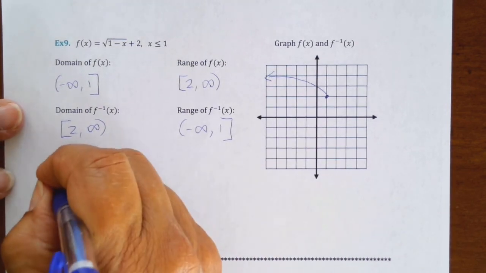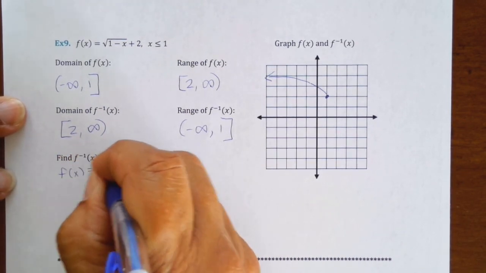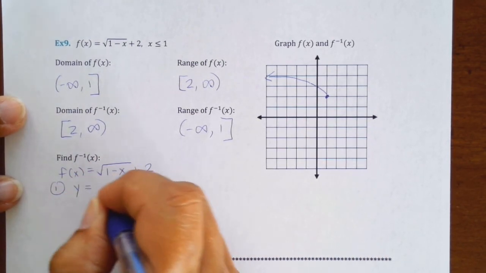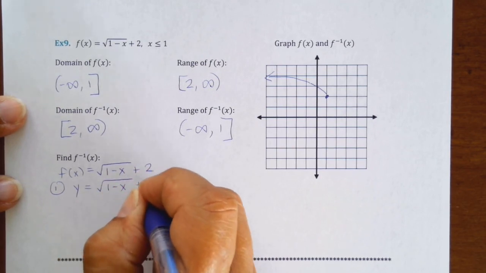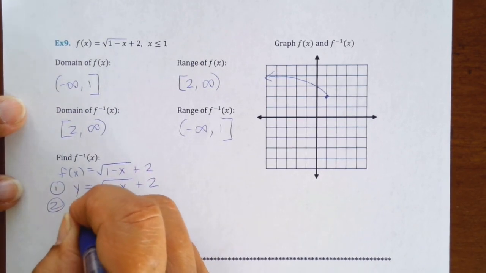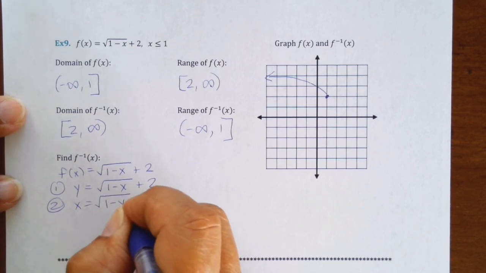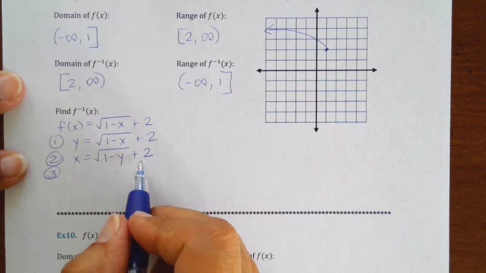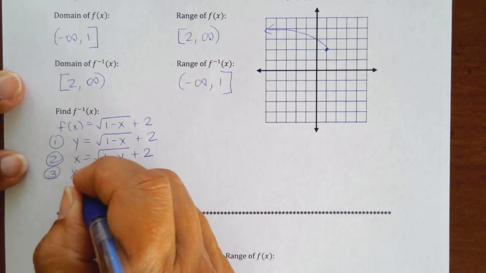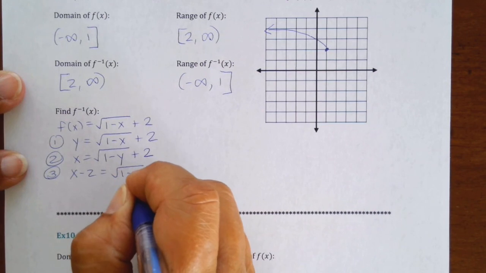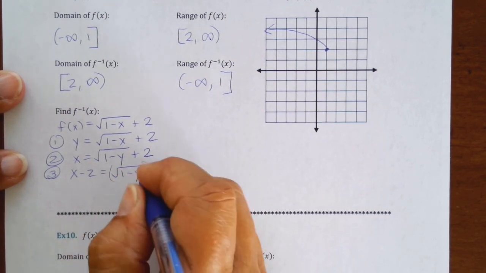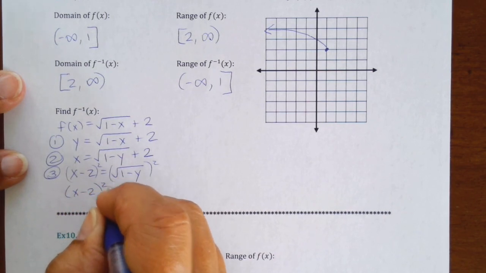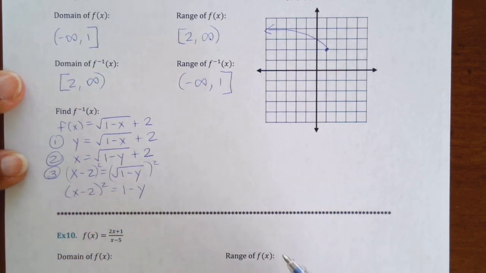So write your function down, do your 4 steps. So step 1, replace the f of x with y. Step 2, switch your x and your y's around. And now we're going to solve for y, step 3. So the first thing I'm going to do is subtract the 2 over here. Now to undo the radical, we're going to square both sides. So that gives me x minus 2 squared equals 1 minus y.